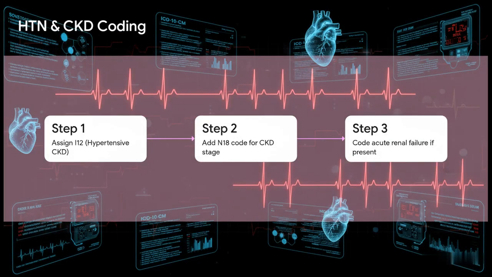So here's our 3-step resolution for this one. Step 1. When hypertension and CKD are both present, we use category I12. Step 2. Add that N18 code for the exact CKD stage. And step 3, and this is a really vital tip, if acute renal failure is also present, you absolutely must assign a separate additional code for it. Never just assume the acute failure is somehow absorbed by the chronic codes, because it definitely isn't.